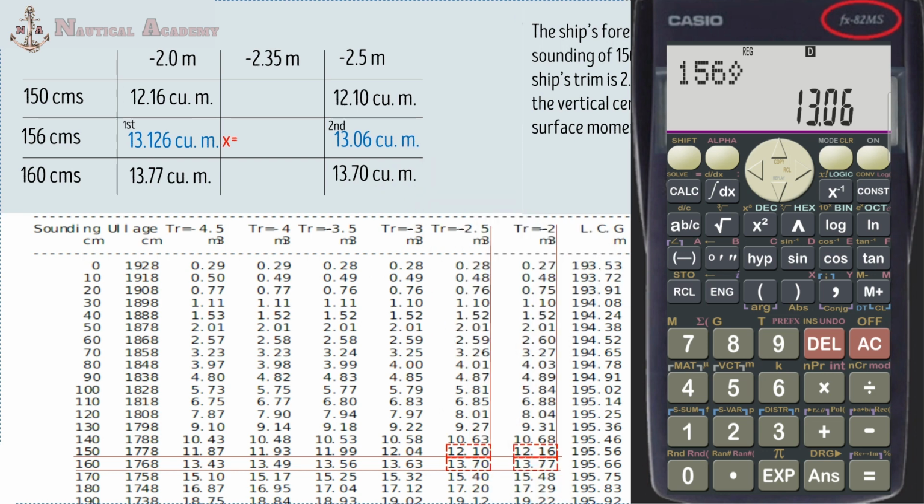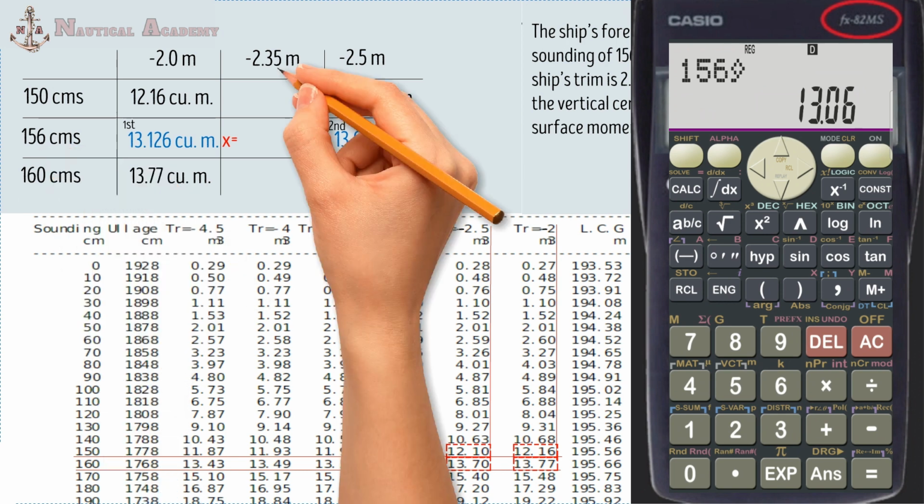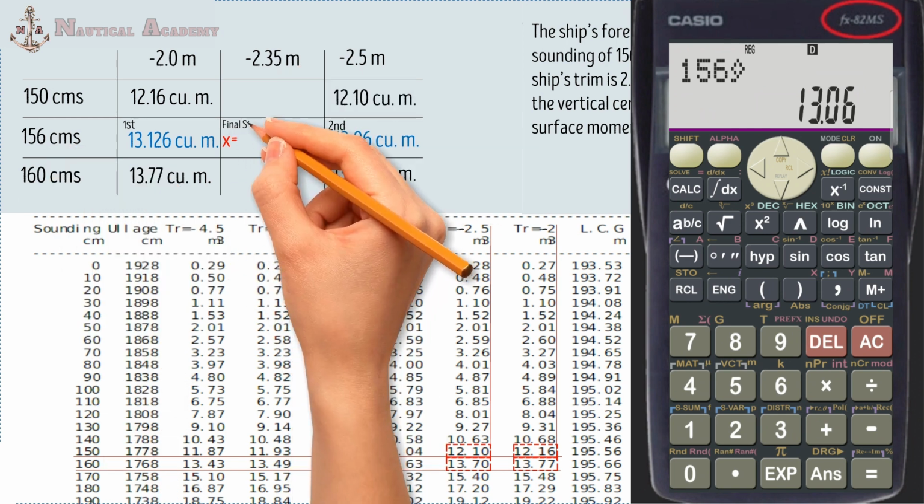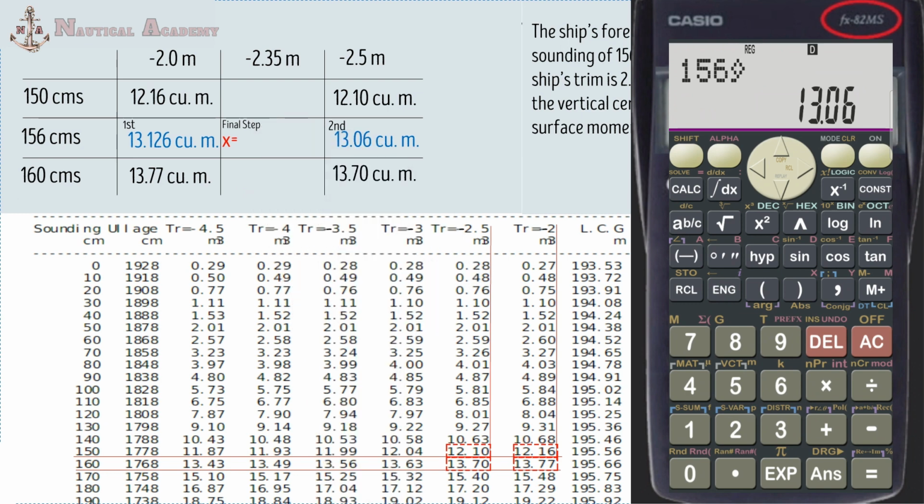The next step will be the third and final step of our interpolation to find the volume of the ballast water in the forepeak tank for the sounding of 156 centimeters at a trim of -2.35 meters. This is our final step. But we need to clear everything that we have entered in our calculator.